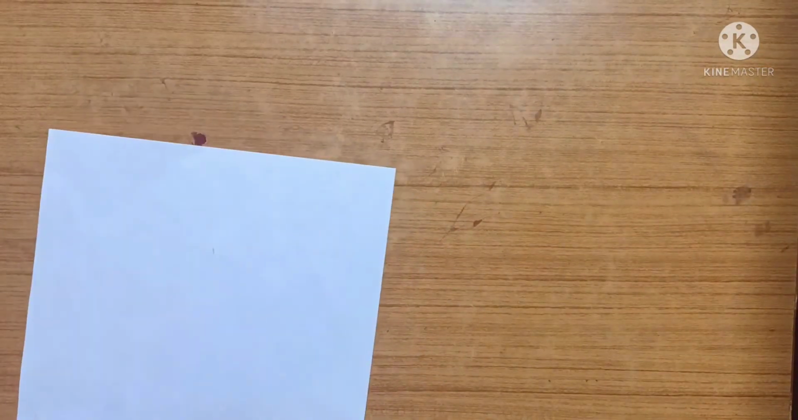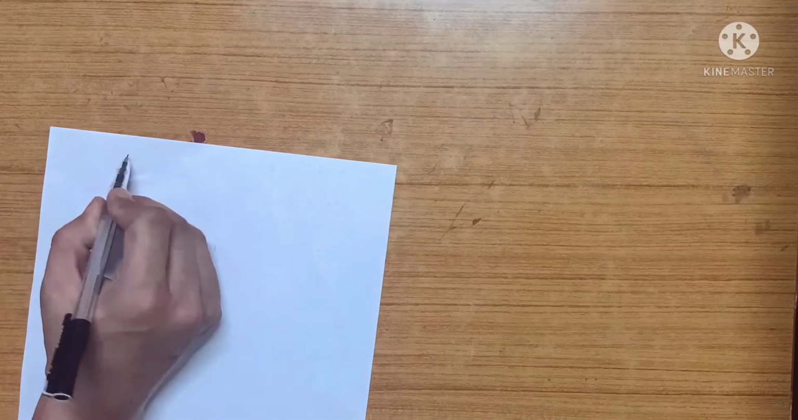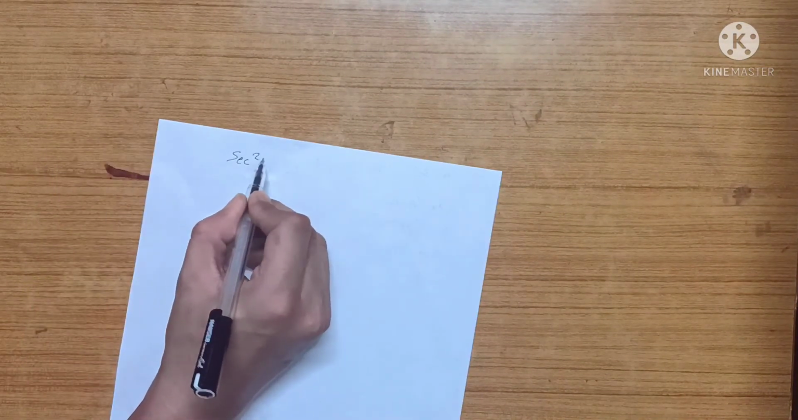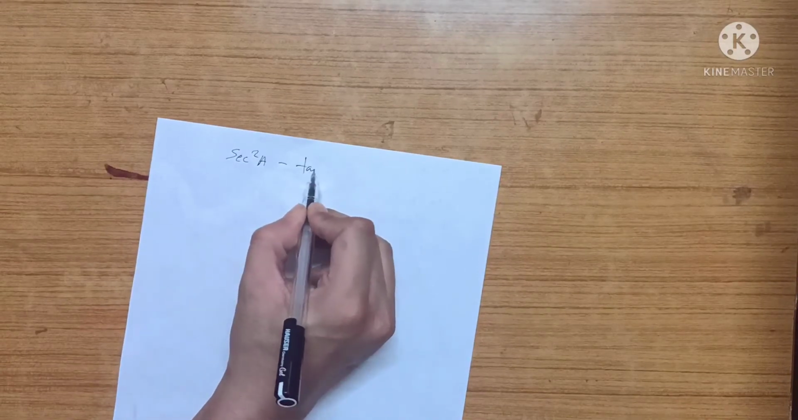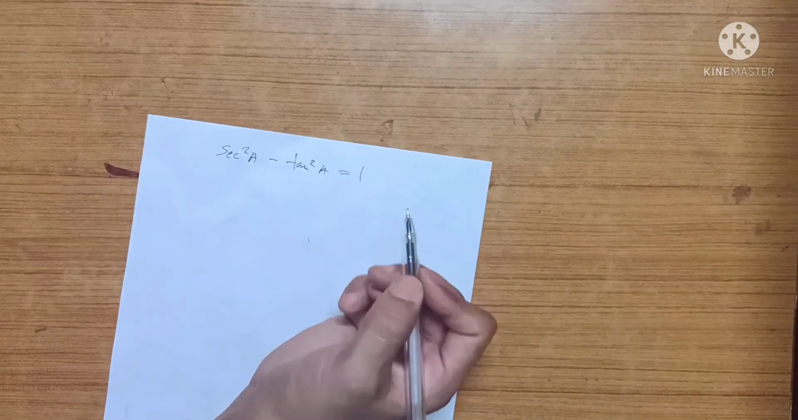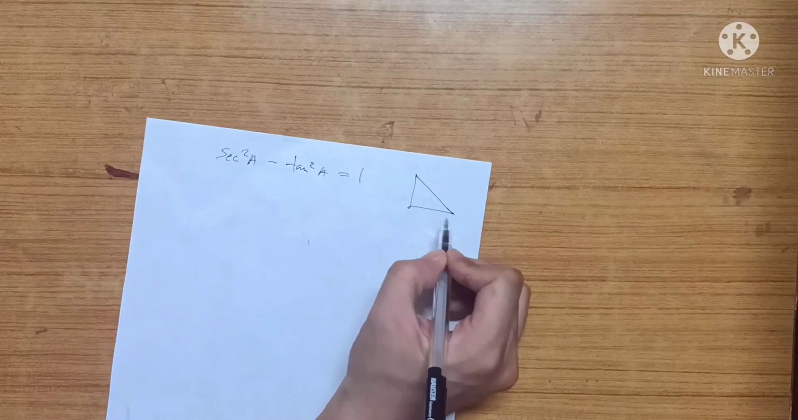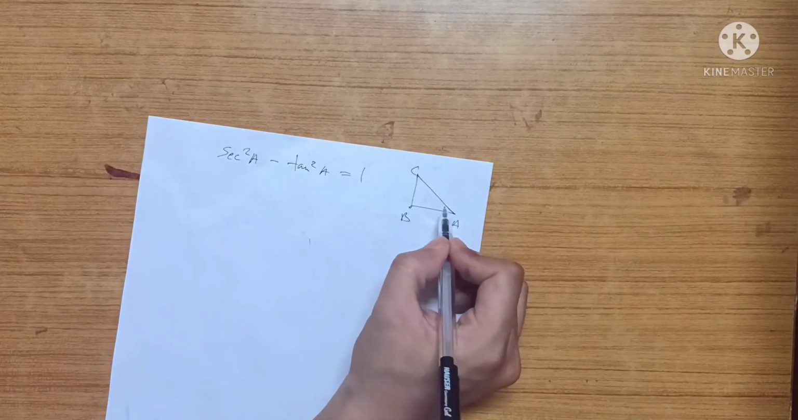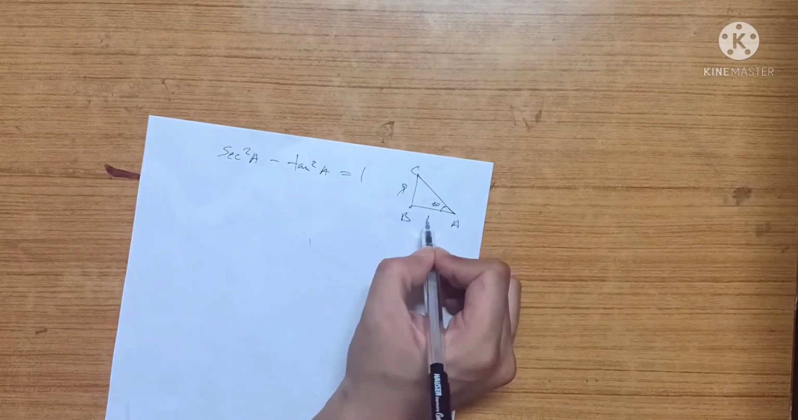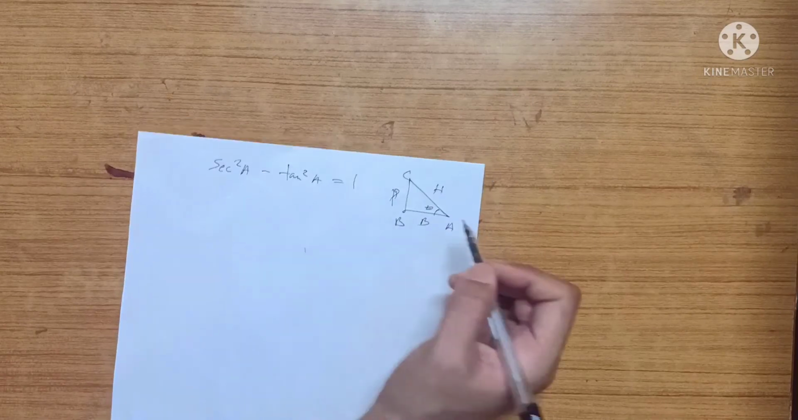Let me give you the other two formulas. I'll solve one and show you the other one. I won't solve it, because it's the same thing only. One of the formulas is sec square A minus tan square A equals 1. The same rule applies. If this is A, B, C, and this is theta, then this will be the perpendicular, this will be the base, this will be the hypotenuse, right?